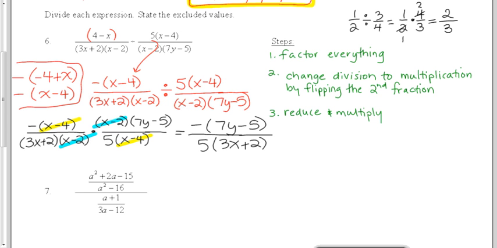It doesn't really matter how much space you give it or which order you write the factors in, but typically we put the plain monomial factors before the ones with addition and subtraction in them. Okay, so now I've reduced and multiplied.